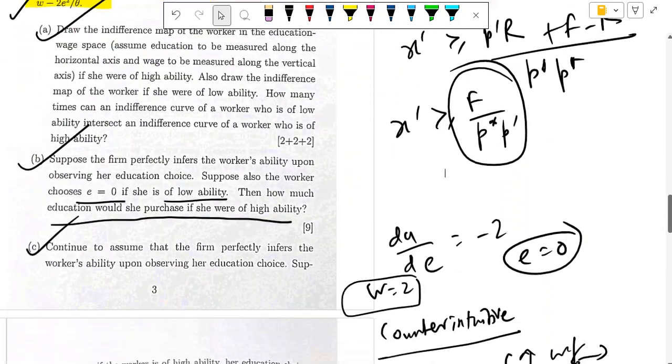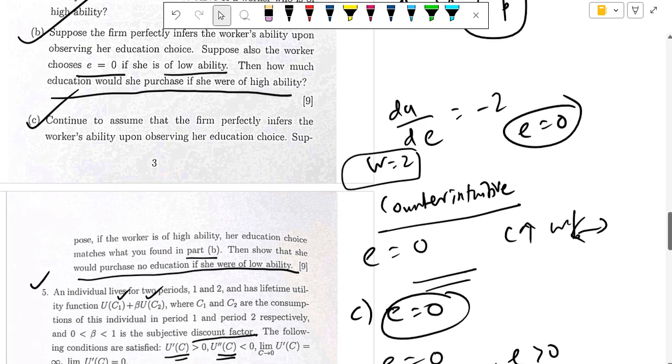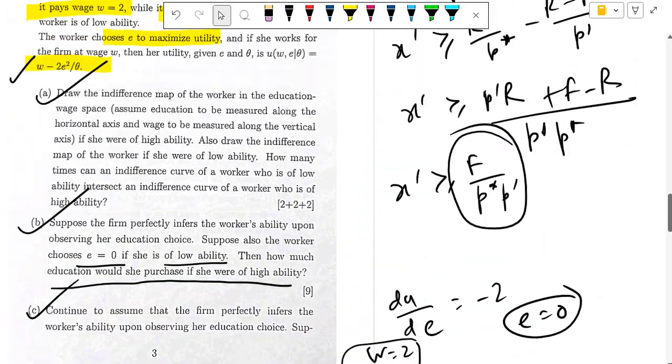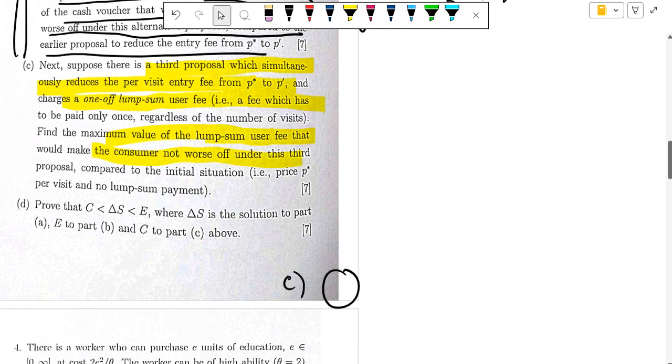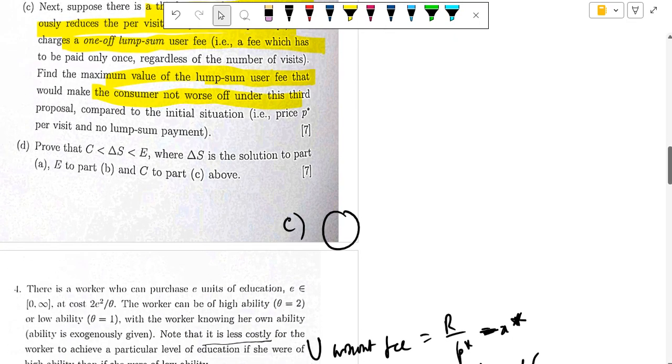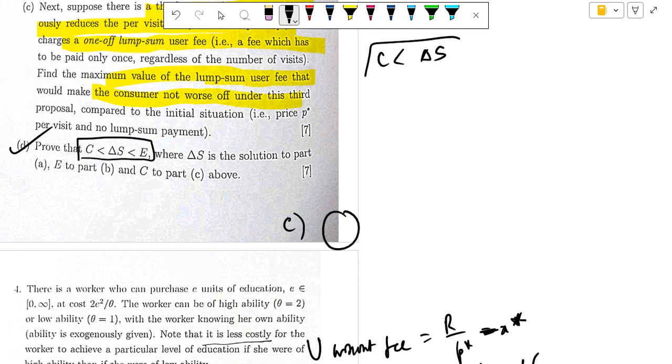Now we move to, okay, this is the third part. Now we move forward to the fourth part, and this structure is D. Prove that C is less than delta S, which is less than E, where delta is the solution of part E. Okay, so case 1, let us take C less than delta S.